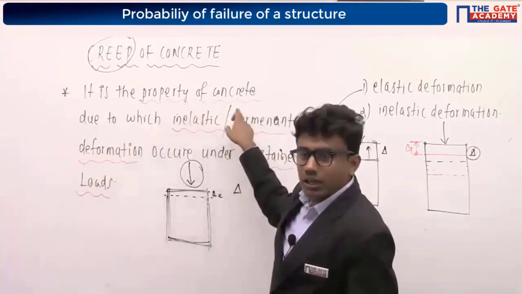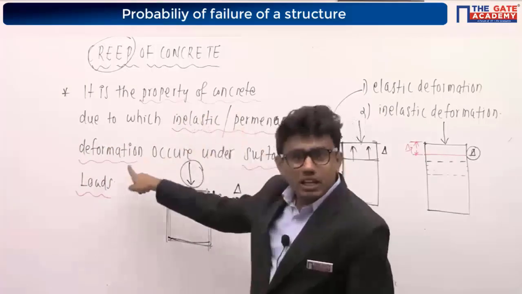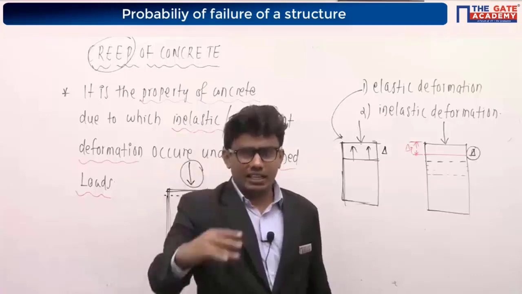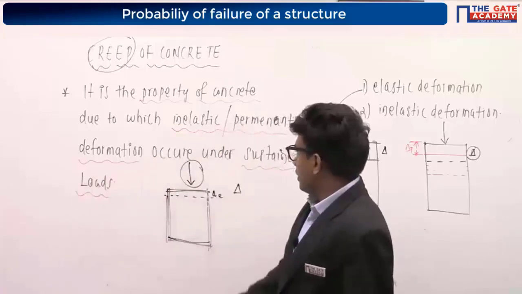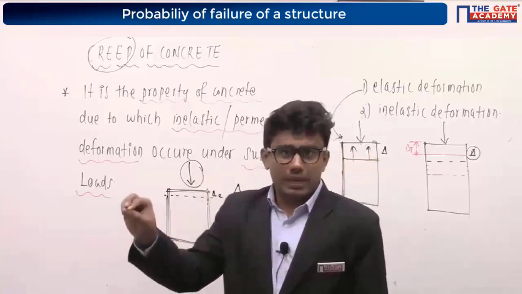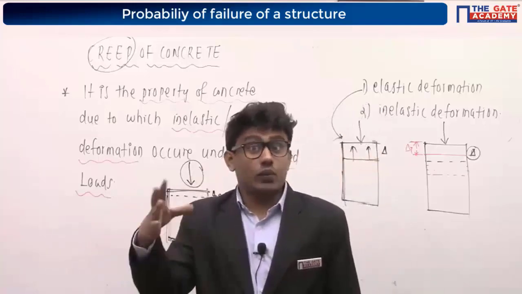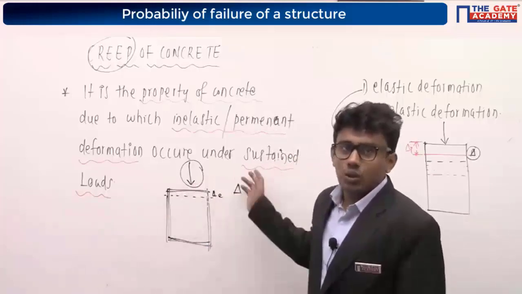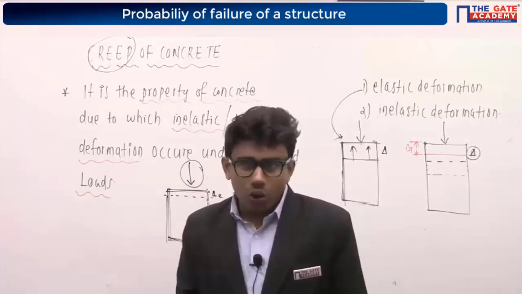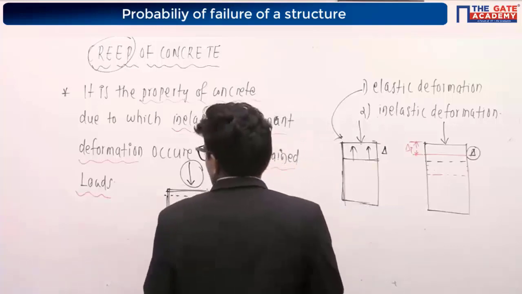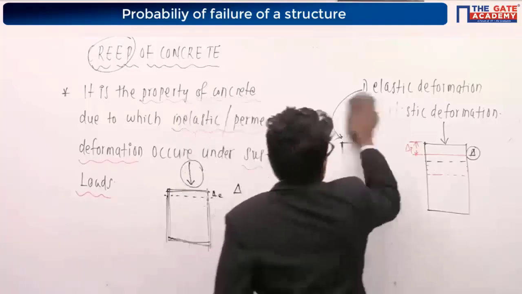It is a property of the concrete. Inelastic or permanent deformation will be occurring. We know what permanent deformation is. If the deformation is not regained, it is called permanent deformation, and it is occurring due to sustained loads. That means when a load is placed on the structure for a very long time, it is called a sustained load. Sustained or permanent load in a structure is dead load in the structure. If you want further information, I'll give you more information on this.